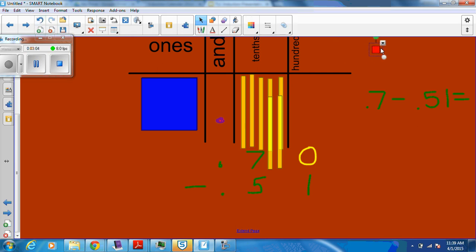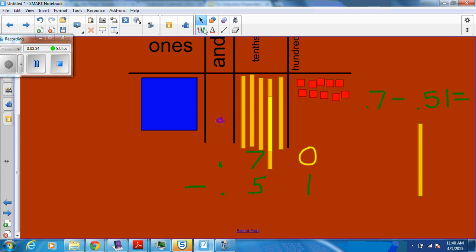I do know that in order to take away 1/100th, I am going to need to regroup a tenth. So here's my tenth. I know 1/10 equals 10 hundredths. So now I'm going to bring this back and get out 10 from it. It's just like regular subtraction. So now I have 10 hundredths.